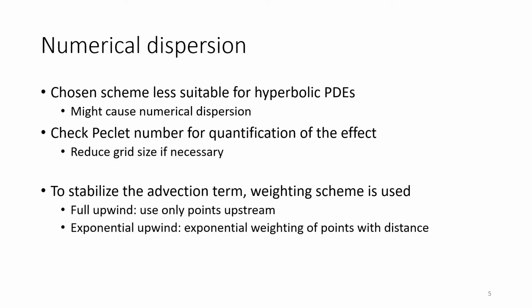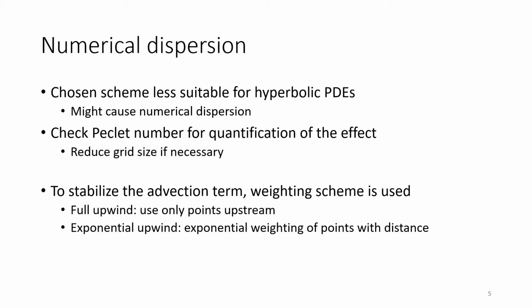We can talk about numerical dispersion. We had this before. It is a problem when we're talking about hyperbolic PDEs, which is the case for the advection term. So what you can do here is, for example, check the Peclet number, which you also remember from previous lectures, and reduce the grid size if necessary.